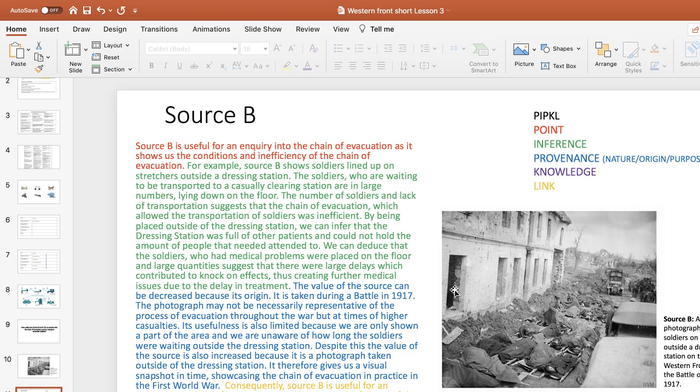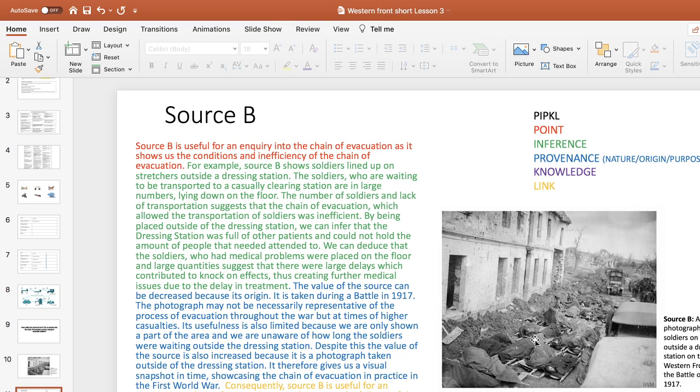The number of soldiers and lack of transportation, as we can see in the picture, suggests that the chain of evacuation, which allowed the transportation of soldiers, was inefficient. By being placed outside the dressing station, we can infer that the dressing station was full of other patients and could not hold the amount of people that needed attending to. We can deduce that the soldiers who had medical problems were placed on the floor, and the large quantity suggests that there were large delays which contributed to knock-on effects, thus creating further medical issues due to the delay in treatment.